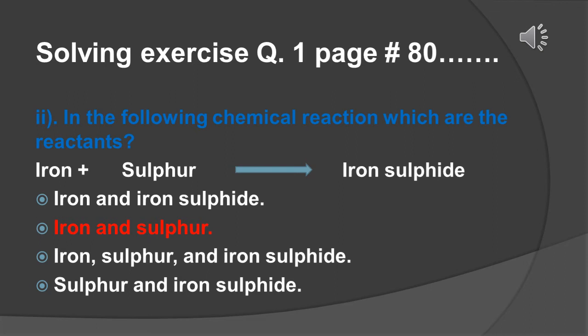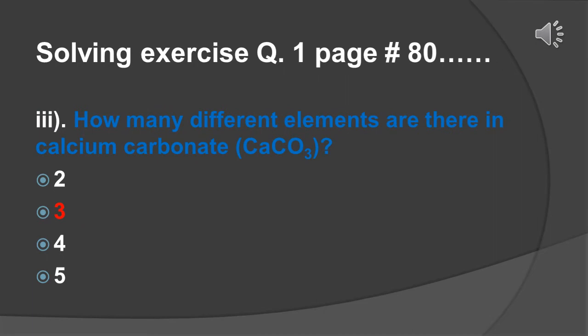As we know, in the chemical equation of a reaction, the substances which come on the left side are called reactants, so on the left side of the equation iron and sulfur are present, and we can say that the second option is correct for statement number 2. Now the third statement is 3. How many different elements are there in calcium carbonate, CaCO3?